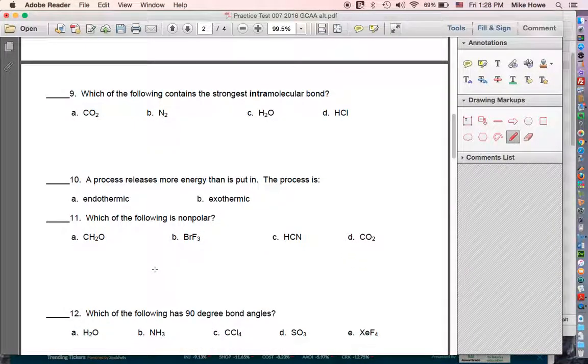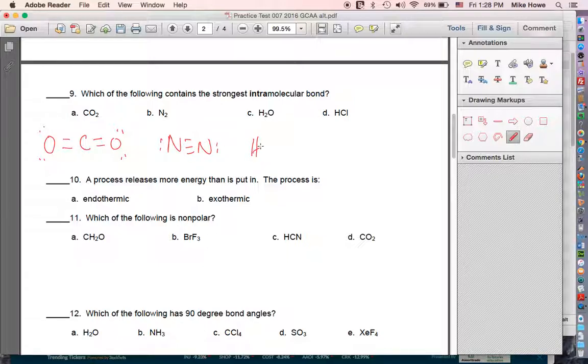All right, now this question wants to know which one has the strongest intramolecular bond. Intra means inside the molecule. So when you draw the dot diagrams, I'm going to draw them quickly because I know what they are. You have to know how to draw these dot diagrams. We've gone through these a lot in class, so it should be no problem to come up with this structure. The nitrogen dot diagram would look like this.